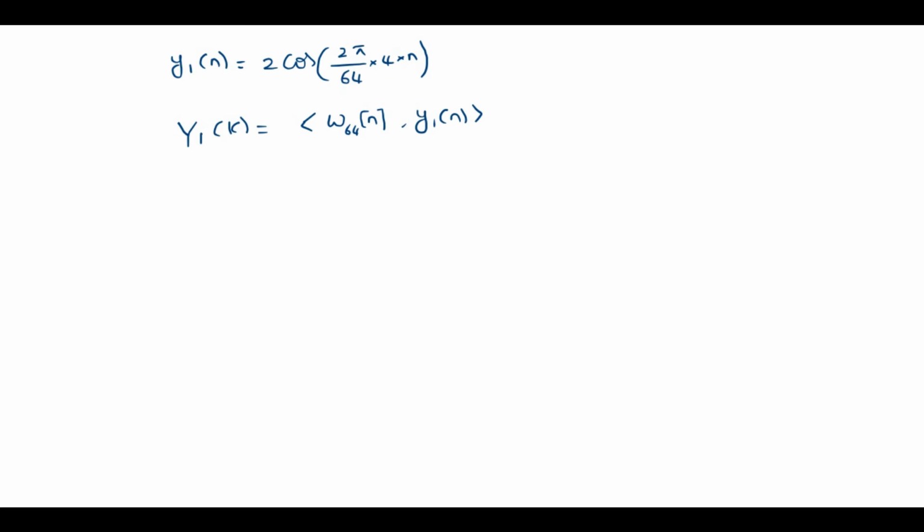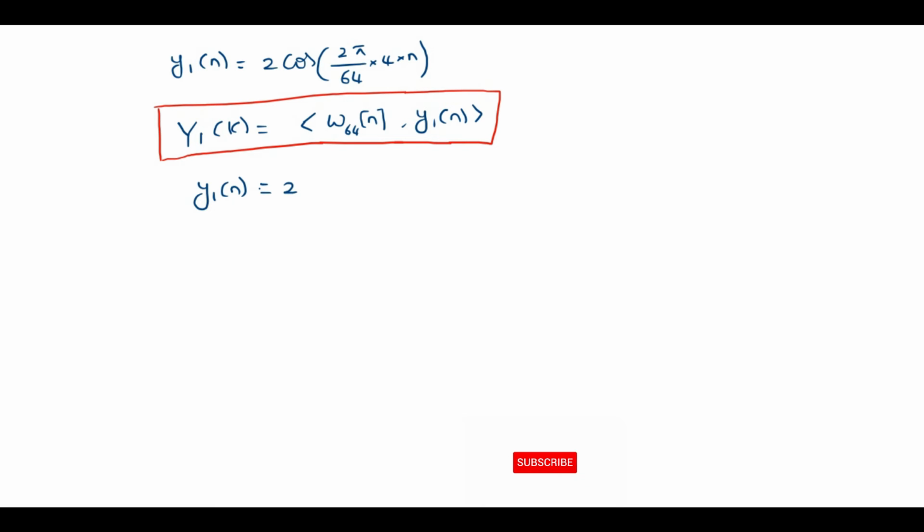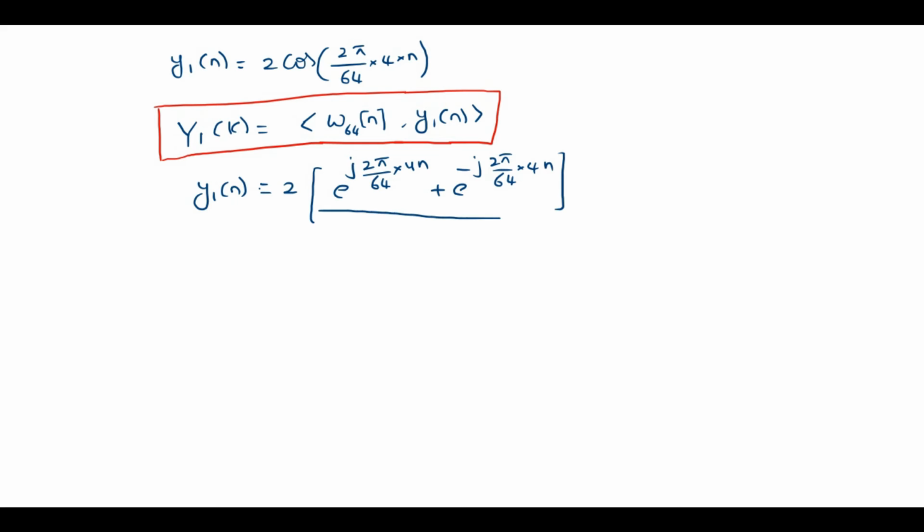I am going to simplify Y1 of n a little bit more. So it is in cos theta form, and I am writing it as an exponential: 2 into e power j 2 pi by 64 into 4n plus e power minus j 2 pi by 64 into 4n, divided by 2. This 2 will get cancelled.